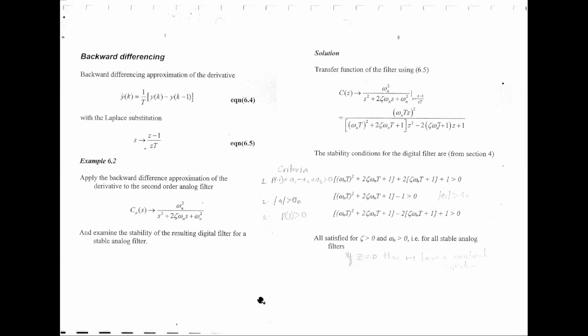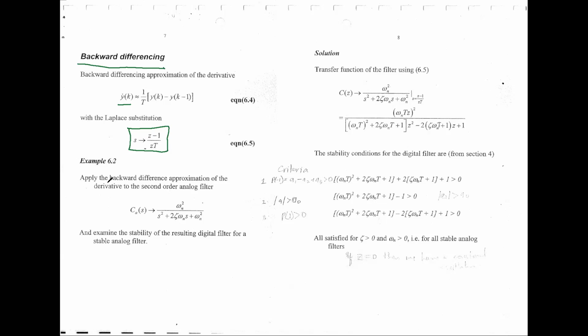Next is backward differencing. In backward differencing, you can substitute the Euler equations for y dot of k into your differential equation, if you have a controller in the differential equation form, to obtain difference equations. Now we have also learned how to derive an equation in terms of the equivalence of s and z, where s is the continuous term. So we got s equals z minus 1 divided by z times t. So this is using the backward technique. And how to derive this, we have seen in the previous lecture.